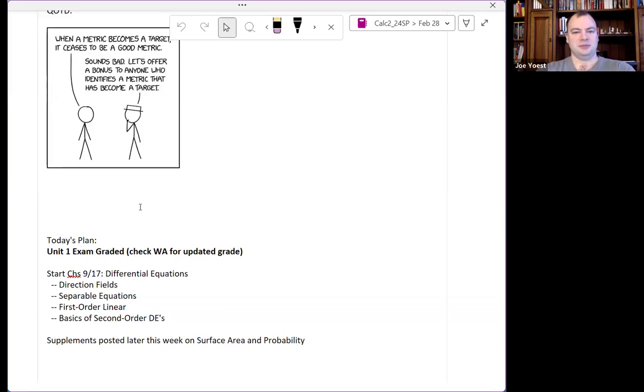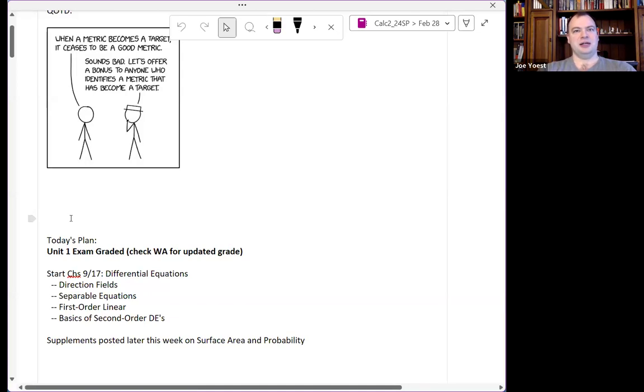I gave full credit for things that were obviously just typos, and partial credit for things like missing a plus C, which for most of the problems would just knock 2 points off. But obviously WebAssign is going to take off all, let's say, 12 points. So I would give you, say, 10 of those back. So I made the adjustments.